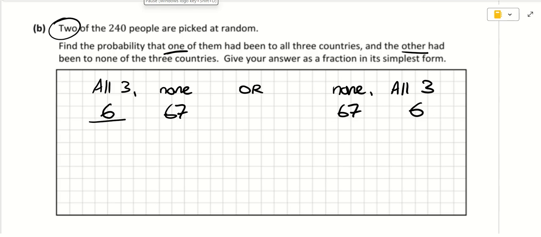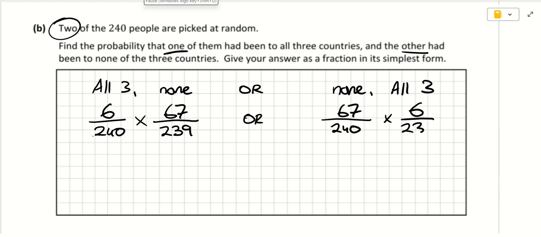Now, in this case, you're picking 6 out of 240 people, and the probability of that happening combined with this. Now, just notice you've already picked one person, so you've only got 239 people left. And your other option here is that it was the none person first, so that would be 67 out of 240 times 6 over 239. So you just need to be careful in these questions. They're easy to pick up attempt marks in, but hard to get right first try sometimes. So just make sure that you don't mess up that 239 part.